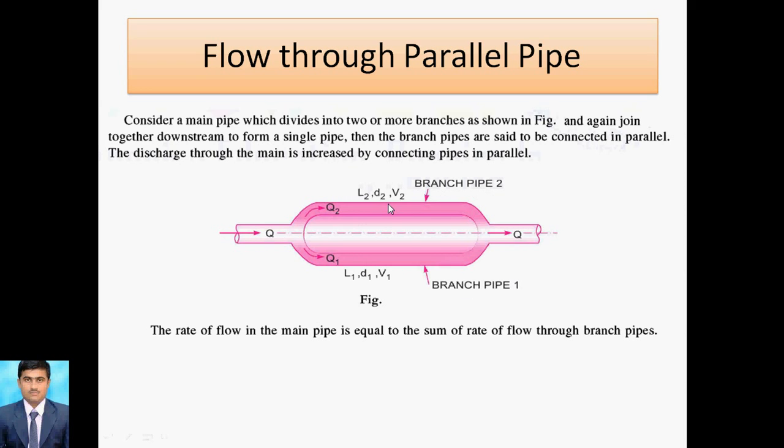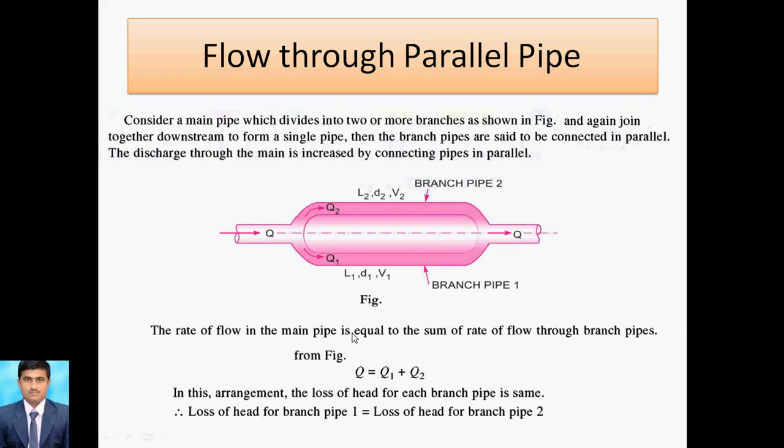Now the rate of flow of the main pipe is equal to the sum of the branch flows, so Q is equal to Q1 plus Q2. Write this, because from this figure Q is the main discharge. After that it is divided into parts, that's why Q1 plus Q2. That's why we can write the relation as Q is equal to Q1 plus Q2.